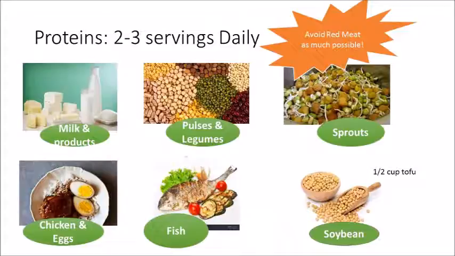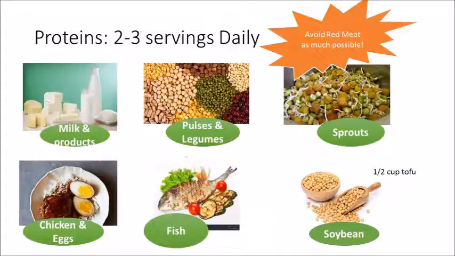Include milk and milk products as they provide you calcium and proteins. Pulses, legumes and sprouts also provide you fiber, so it is very essential to include at least one serving of these. If you are a vegetarian, then you need to rely on 2 to 3 servings of pulses and sprouts and soybean products also.